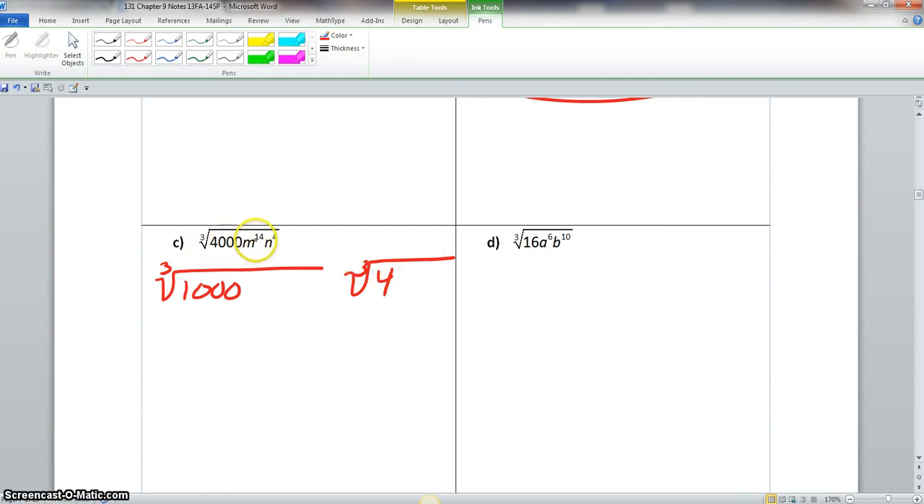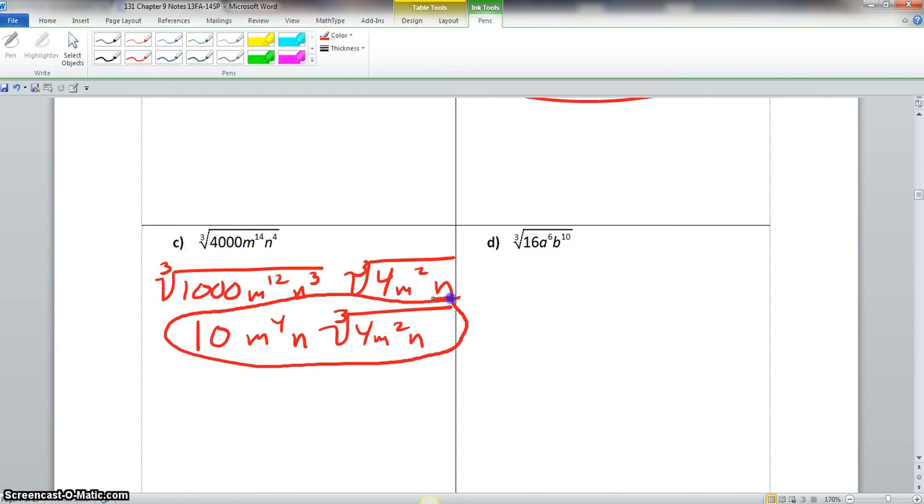Now, the highest perfect cube in m to the 14th is m to the 12th, which will leave m to the 2nd. And the highest perfect cube in n to the 4th is n to the 3rd, and it'll leave n. Cube root of 1,000 is 10. Cube root of m to the 12th is m to the 4th. And the cube root of n is just n. And you will be left with the cube root of 4m squared n. And that will be your final answer.